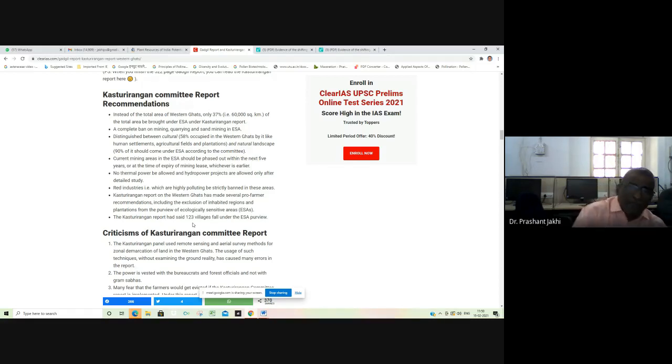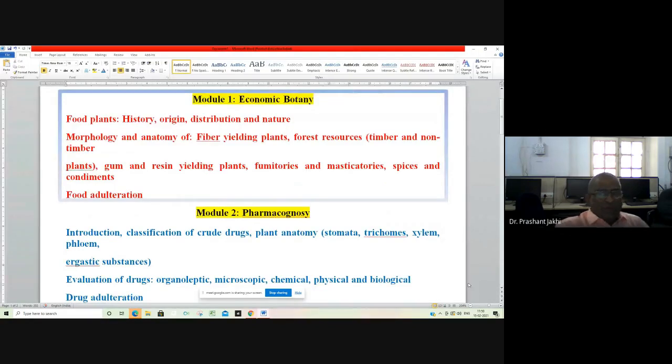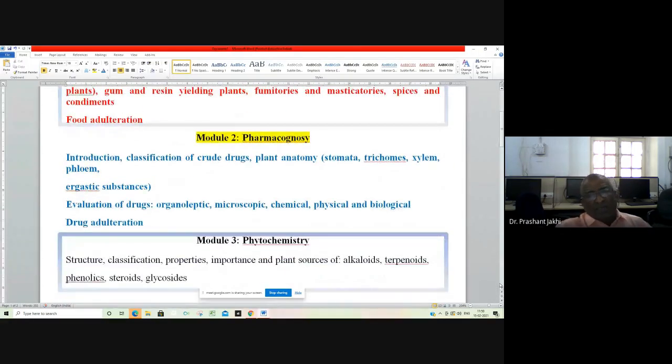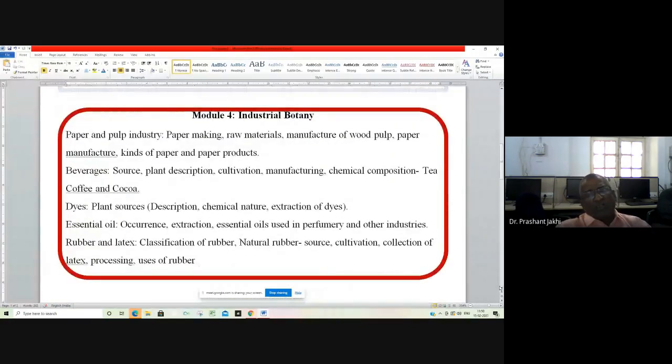So as far as these different reports are considered, these reports show that whatever resources are available in our surroundings are disturbed, their physiography is disturbed due to various human activities. As far as our resources are considered, we are going to study these resources under 4 different titles. First one, that is economic botany. Second one, that is pharmacognosy. Third one, that is phytochemistry. And fourth one, that is related to industrial botany.